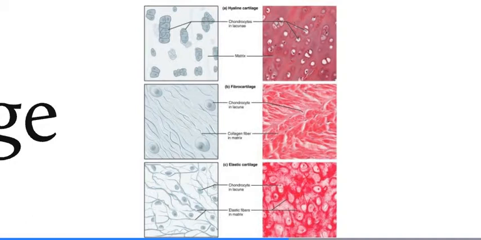Then we also find elastic cartilage in the epiglottis, which is a flap of tissue that covers the lower respiratory tract when we swallow. And the elastic cartilage makes it capable of being pulled down to cover that tube, and then it pops right back open to keep the airway open when we're not swallowing.